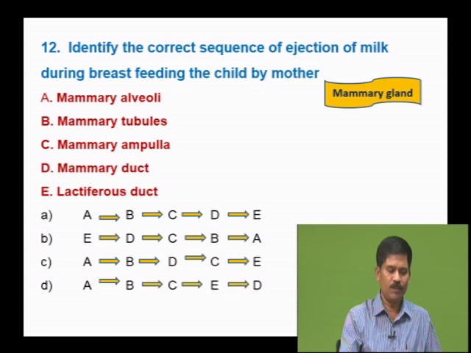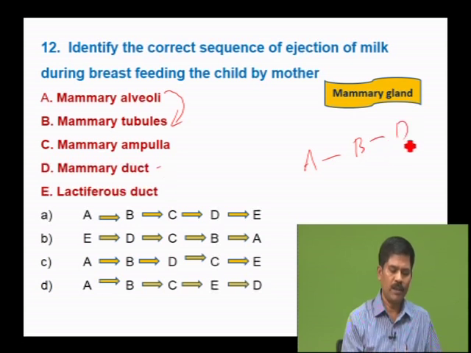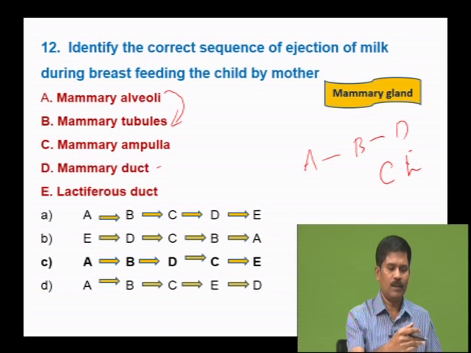Identify the correct sequence of ejection of milk during breastfeeding the child by mother. It says milk flows from mammary alveoli into mammary tubules. So A is the mammary alveoli, from there it goes to B. Mammary tubules open into the duct, so next go to D. Next, mammary ducts open into the mammary ampulla, so next go to C. Next, the mammary ampulla opens into the lactiferous duct. So the sequence A, B, D, C, E is in option C. So therefore the right option is C. This shows the ejection of milk, the passage of milk when the mother breastfeeds the child.